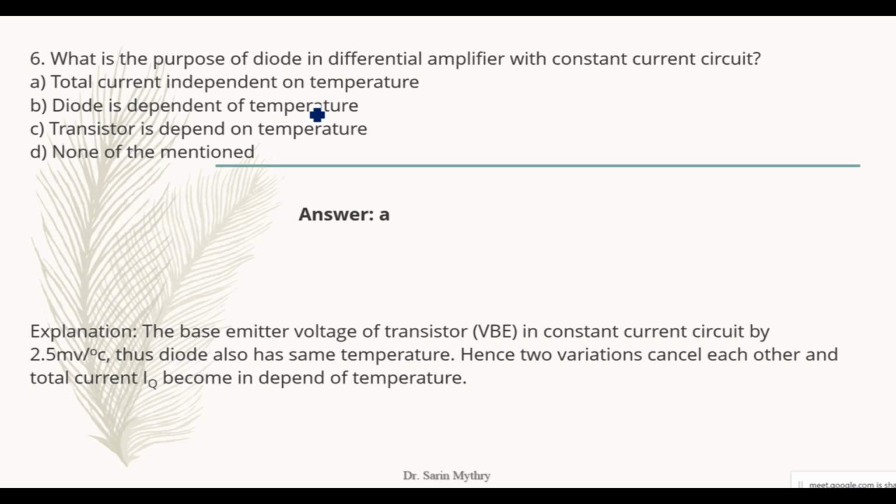So now see the explanation. The base emitter voltage of the transistor in the constant current circuit varies by 2.5 millivolt per degree Celsius. Thus, the diode also has the same temperature variation. Hence, the two variations cancel each other and the total current becomes independent of the temperature. So ultimately, it is independent of the temperature.